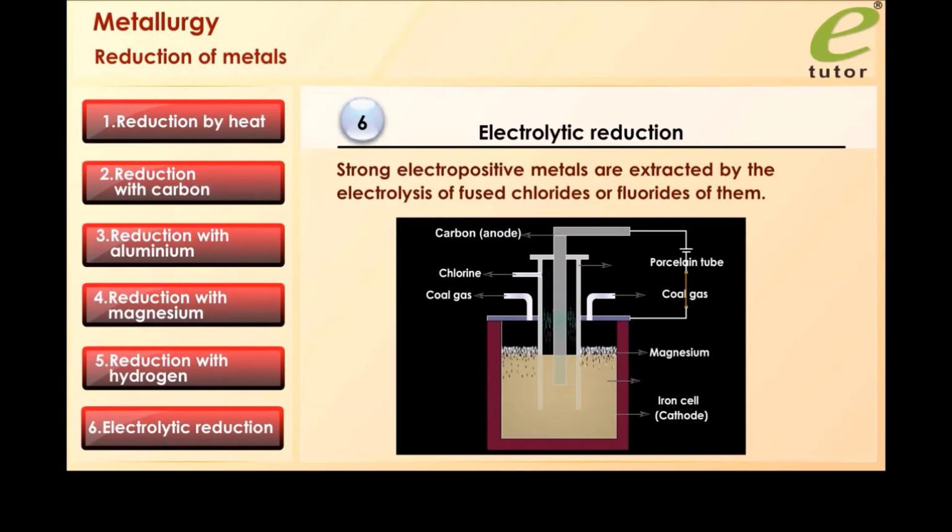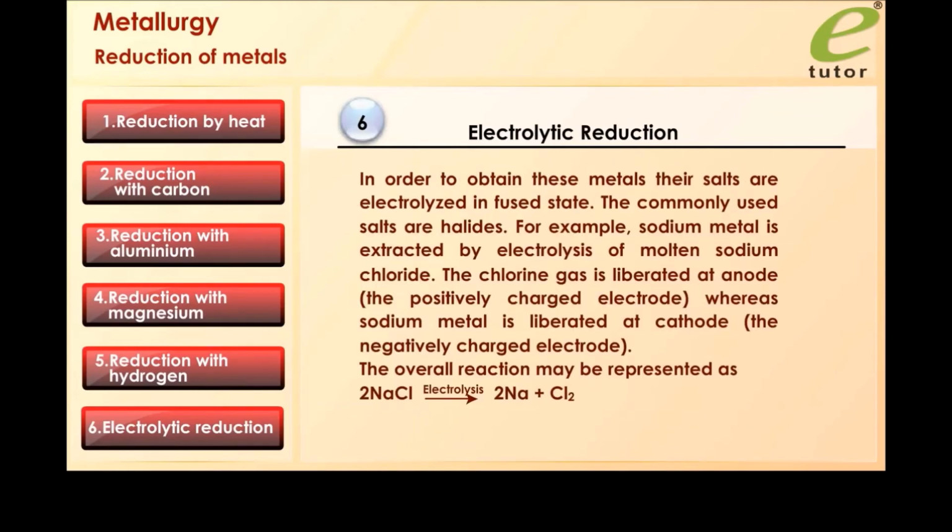Electrolytic reduction. Strong electropositive metals are extracted by the electrolysis of fused chlorides or fluorides of them. In order to obtain these metals, their salts are electrolyzed in fused state. The commonly used salts are halides. For example, sodium metal is extracted by electrolysis of molten sodium chloride. The chlorine gas is liberated at the anode, the positively charged electrode, whereas sodium metal is liberated at the cathode, the negatively charged electrode. The overall reaction may be represented as 2NaCl, sodium chloride, on electrolysis gives sodium Na plus chlorine Cl2.